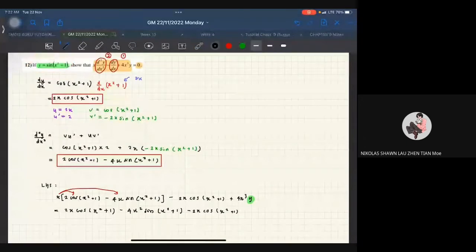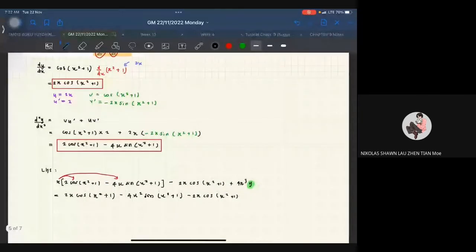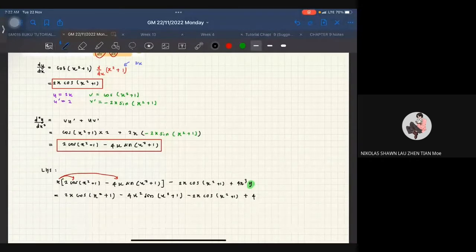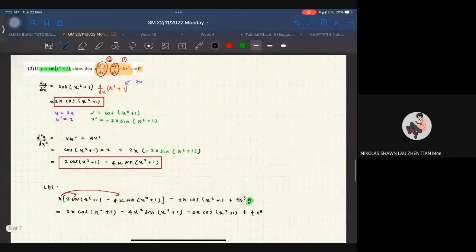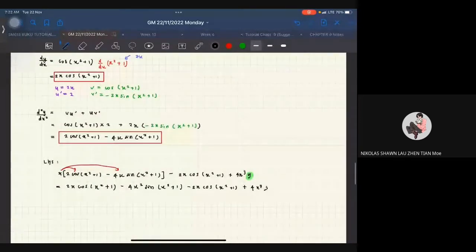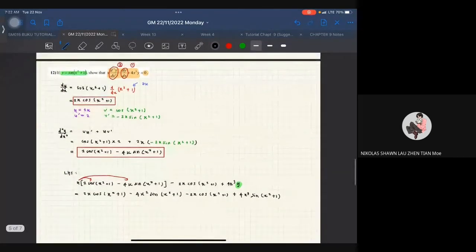Alright, so let's substitute the y that we have. So kita akan dapat tambah 4x cube. So y saya apa tadi? Sin x square plus 1. Tapi kenapa saya rasa macam tak dapat proof? Sekejap. Okay, so saya ada tersalah tulis saya rasa ni. Sebentar. Oh, okay. Saya tertinggal something.